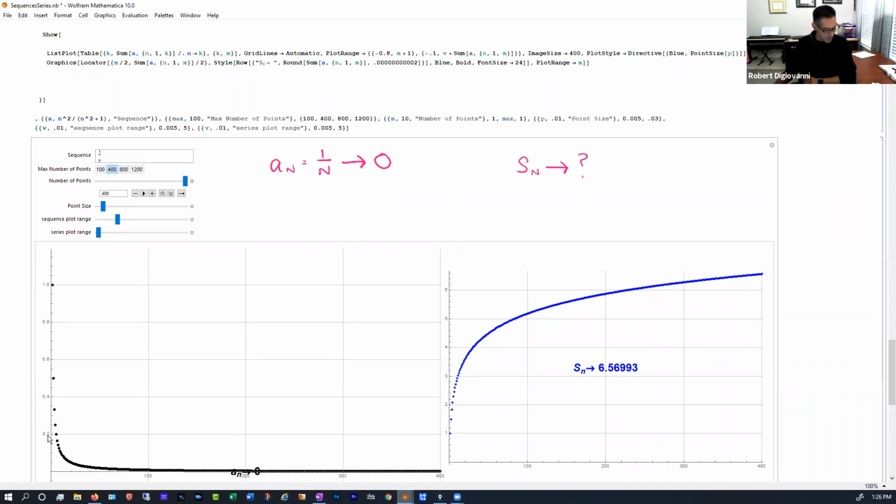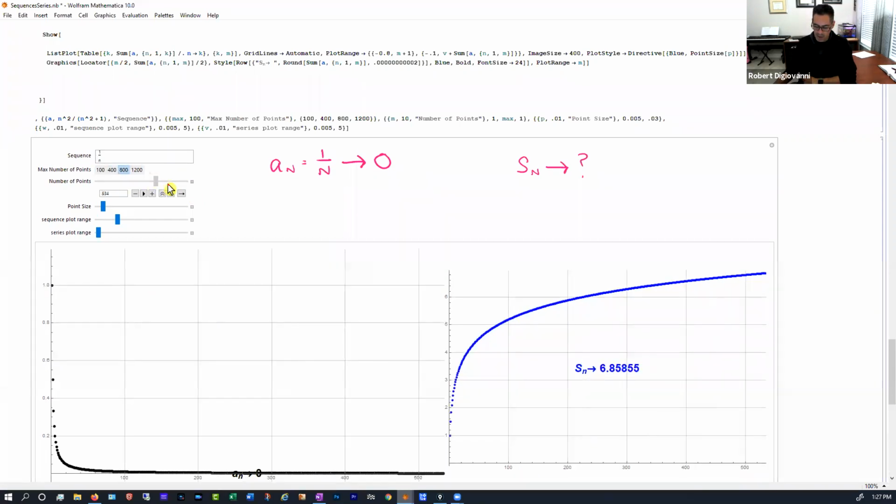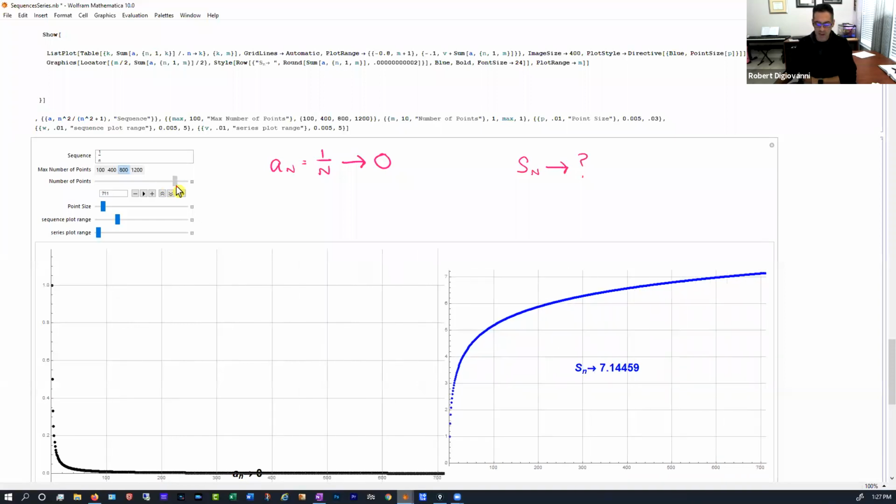So if you add up the first 400 of these, you get 6.56993. I'm going to go out to the first 800 of them. Okay, so now I'm adding up the first 800. Oh, now we've broken 7, haven't we? The question is, go ahead.